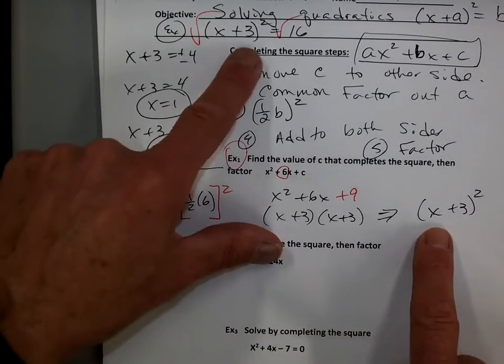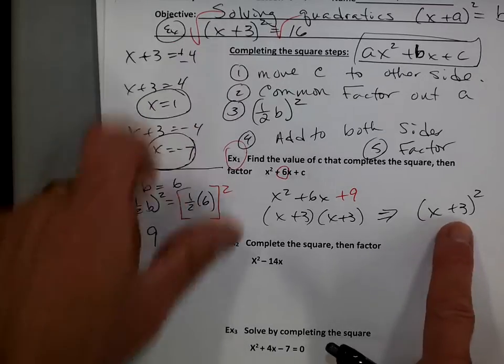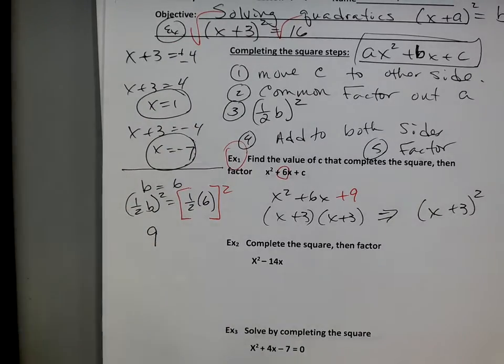Okay, it's getting close to this kind of problem, isn't it? So what we want to do is get it to look like this. Okay, and then it gets easier to solve. Okay, example 2. Complete the square then factor. Okay, so here's b.